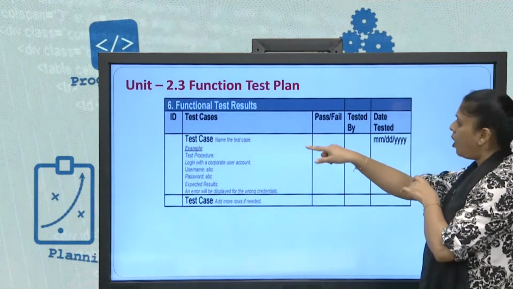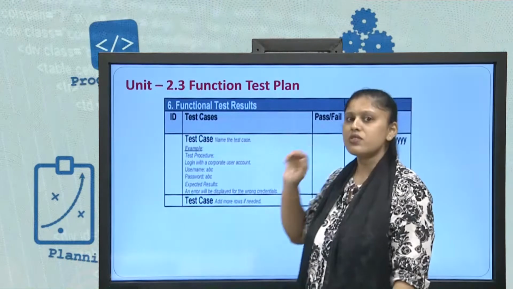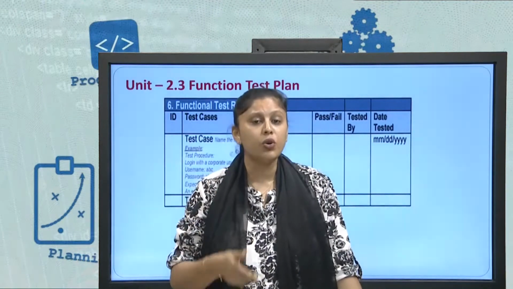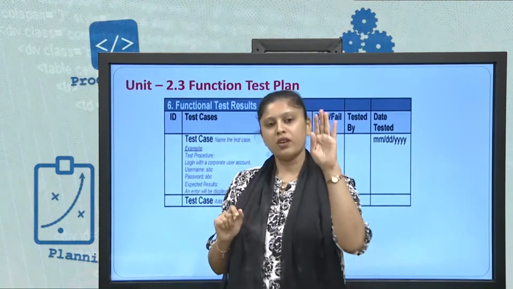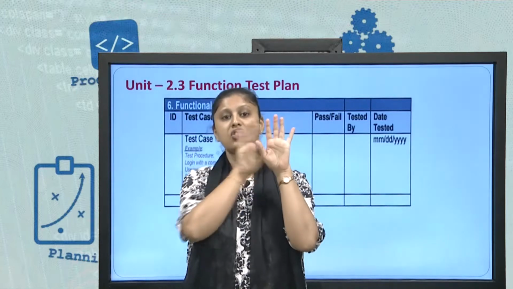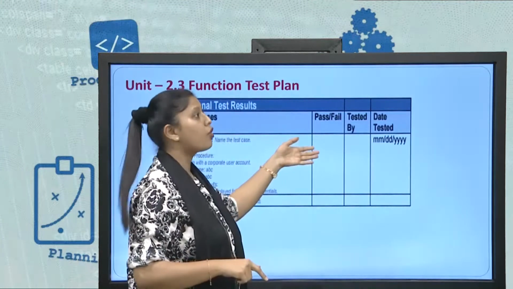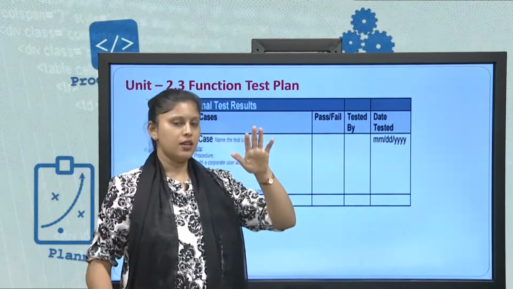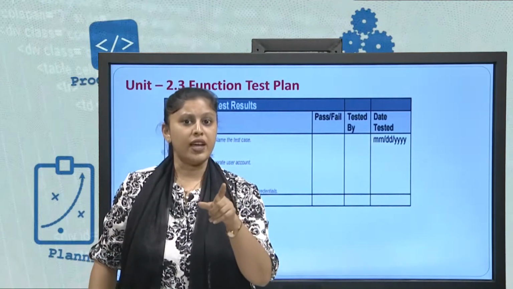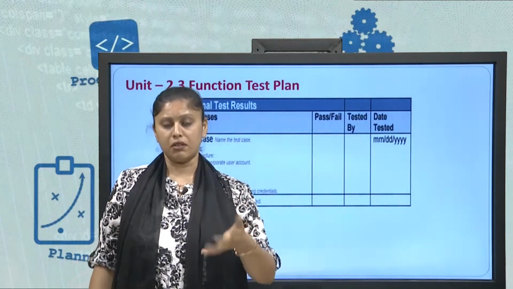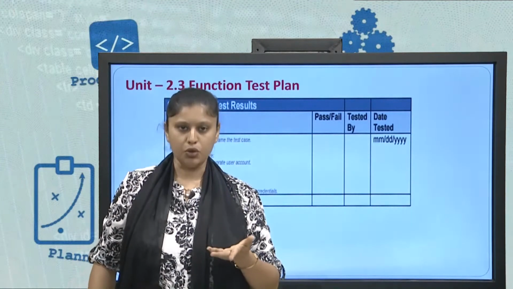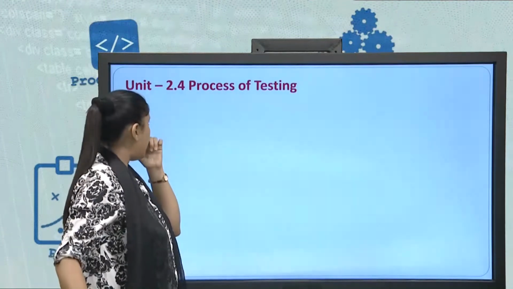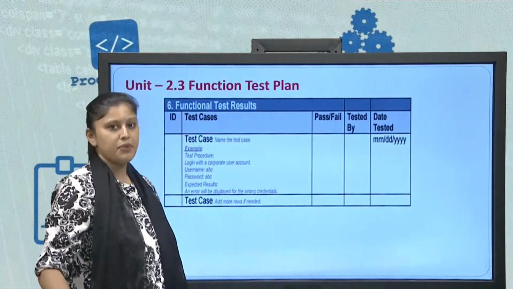All this is prepared and then this result is passed on to the reviewer, who compares whether this was the expected result and what the testers have actually got, and whether it has passed or failed. If it is passed, it is a green signal, but if it is failed, that means it needs some rework, some reconstruction of the code. So, this is my functional test plan.